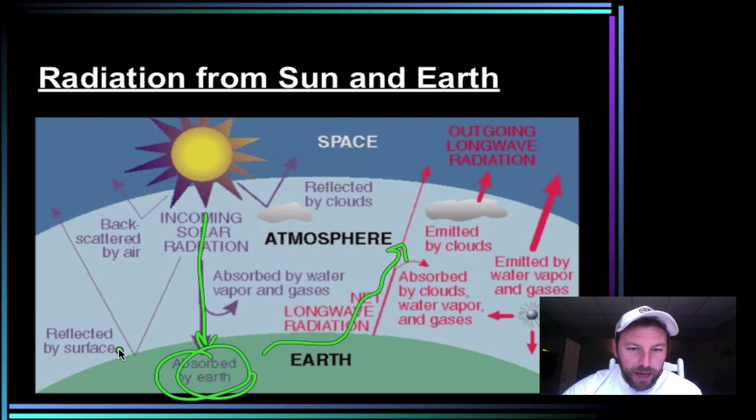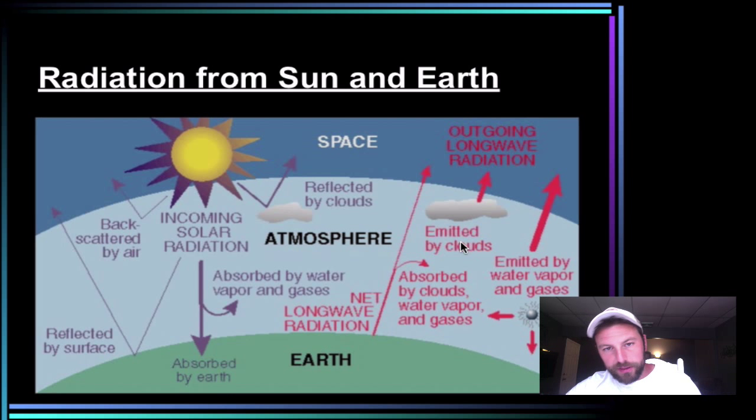So the ice caps or mountains that are light colored, or materials that are light colored on Earth, are going to reflect some of this right back out into space. Clouds are going to reflect some of that. They'll also absorb some of it and emit it as long wave radiation. So there are a number of things that happen to insolation that comes in from the sun.